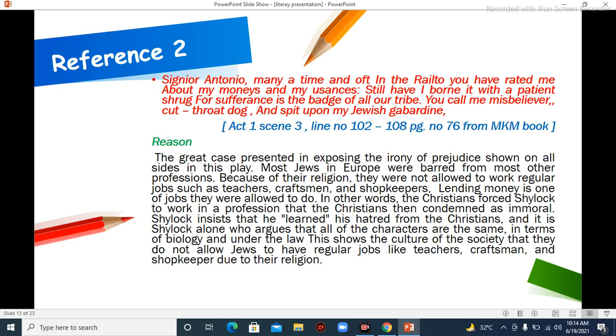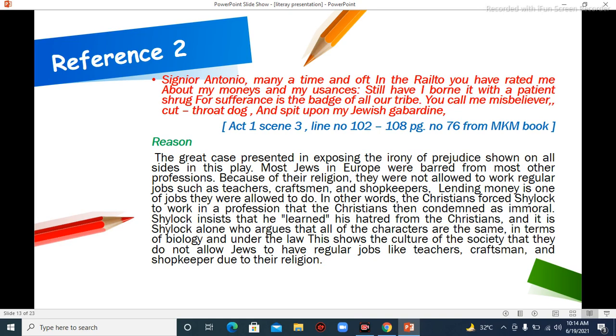And there is another example given. It is also an irony. This showed that Jews did not get any job as craftsmen, shopkeepers or teachers. So lending money on the basis of interest was the only job for them, which symbolizes the culture. That is why he is lending money, but other people call him a misbeliever.